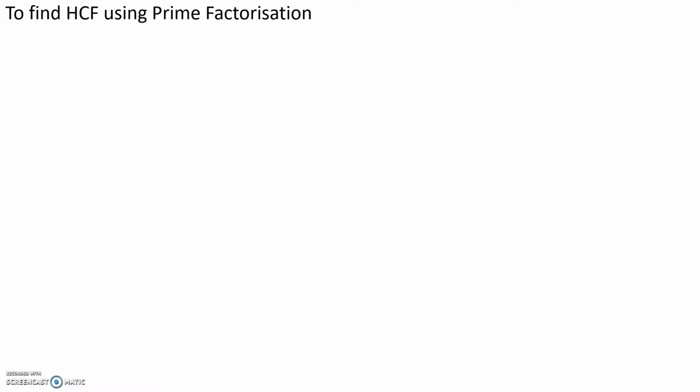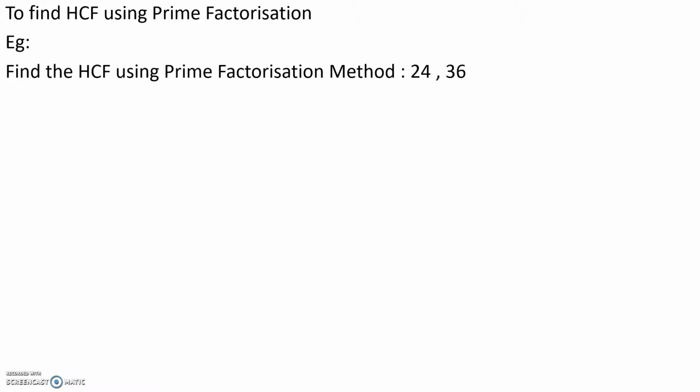Children, we have seen this method in yesterday's content. Let's see. Find the HCF using the prime factorization method. The numbers are 24 and 36. So first we'll do the prime factorization. I hope you remember this method. I told you yesterday. 24: we should take first 2. It comes in 2's table.